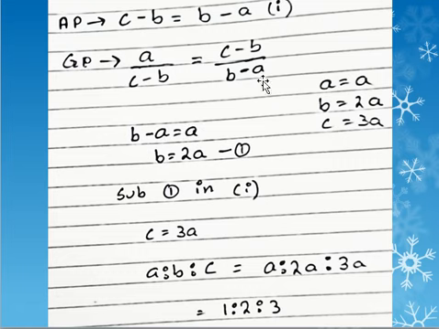So b is twice a. Now the value of a is a, as we know, and the value of b is 2a. So up to here we know. Now I'm going to substitute the value into equation 1. If I substitute the value of 2a here, c minus 2a equals 2a minus a. 2a minus a is a, right? And c minus 2a equals a. Then obviously c will be 3a. So that's what we got here. And the question is a is to b is to c. a is to b is to c is nothing but a is to 2a is to 3a, which is 1 is to 2 is to 3.